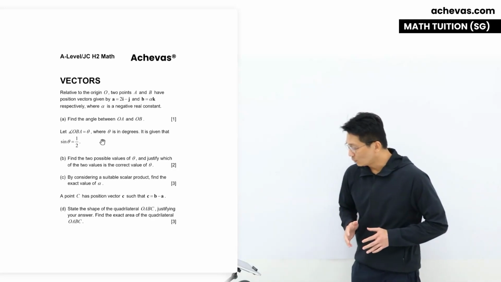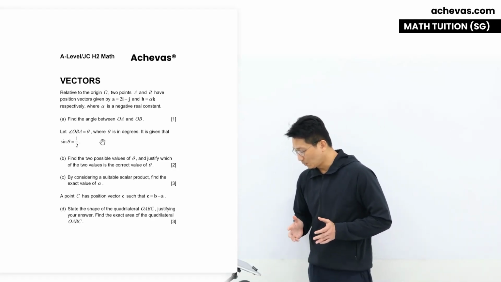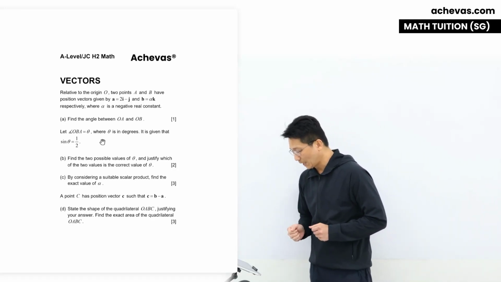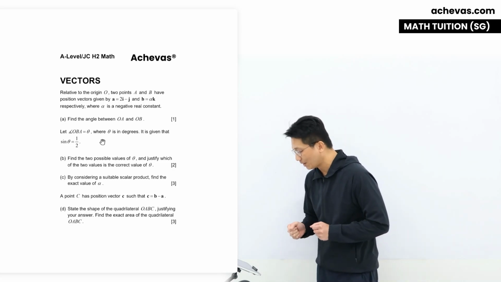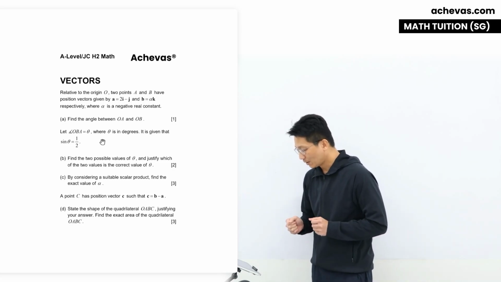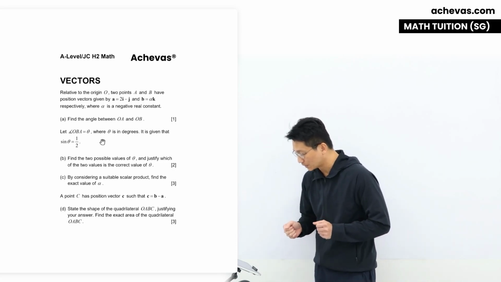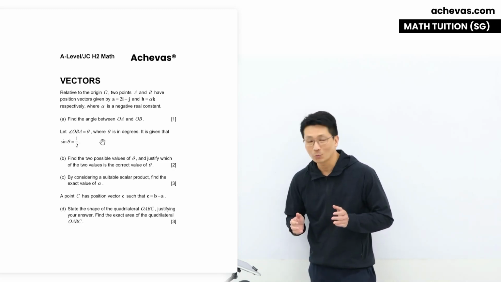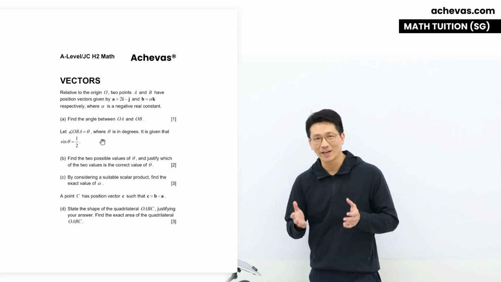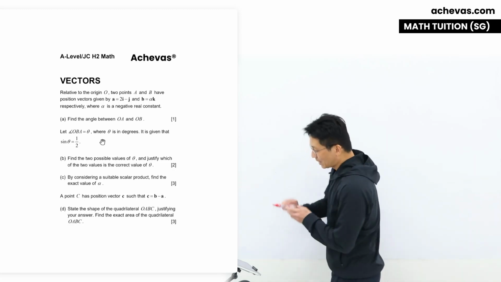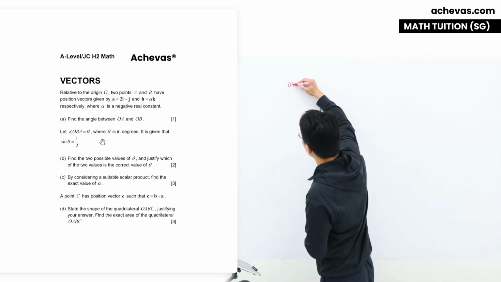In this vector question, we are given 2 points A and B with position vectors A equal to 2i minus j and B equal to alpha k, where alpha is a negative real constant. Part A of this question wants us to find the angle between OA and OB. Let us write down the information provided.